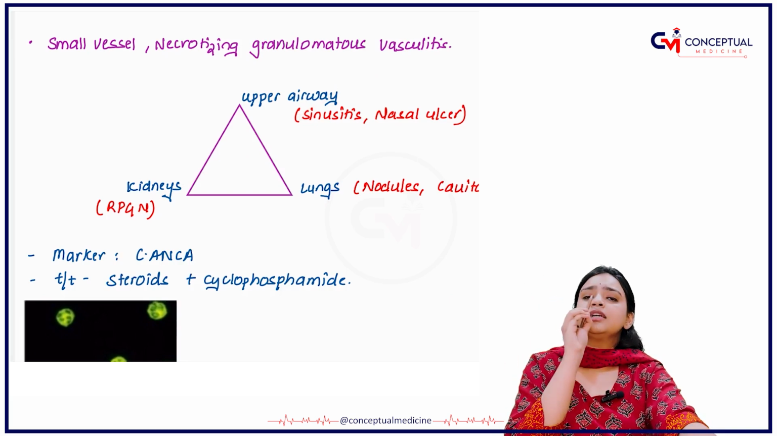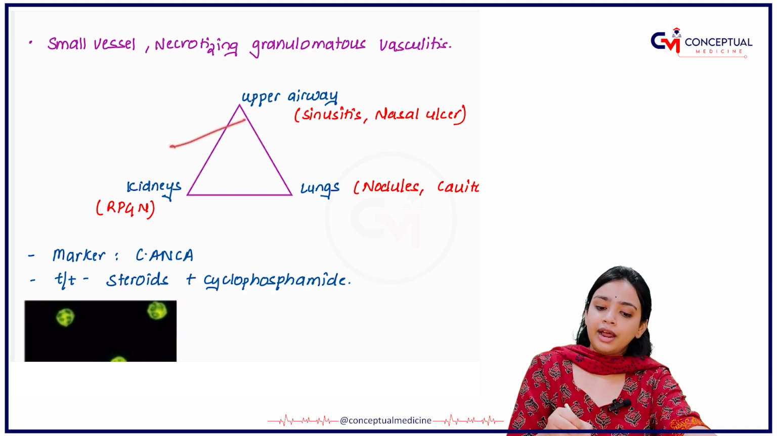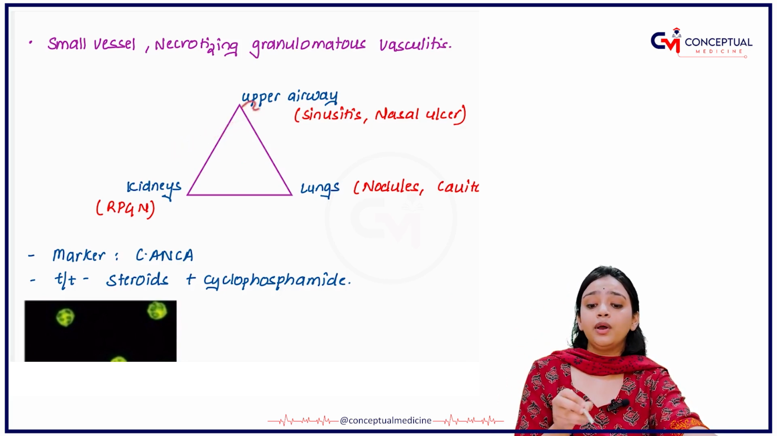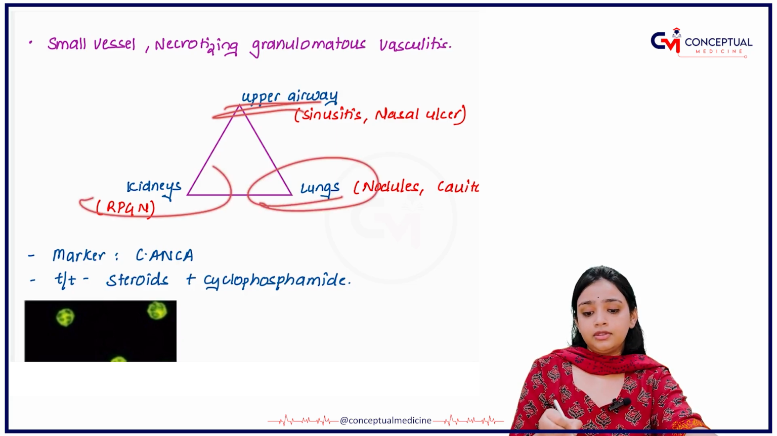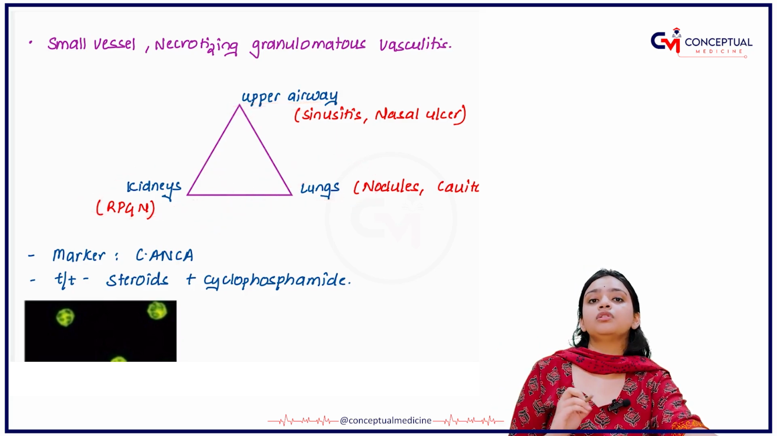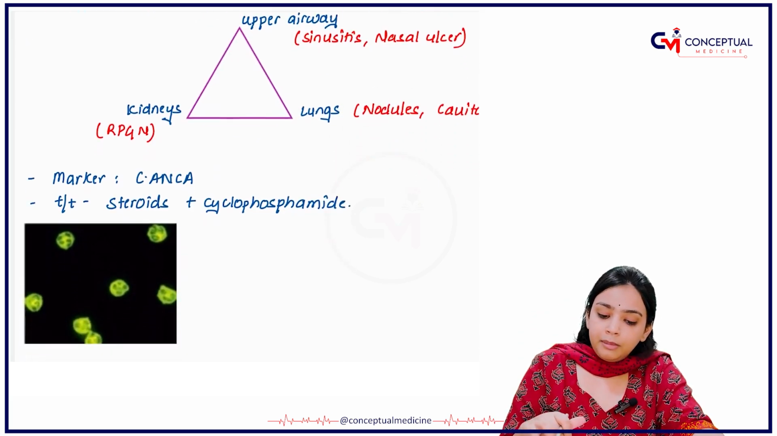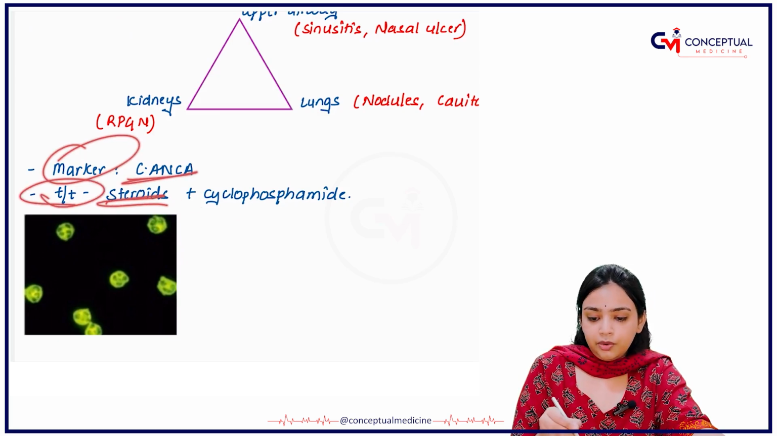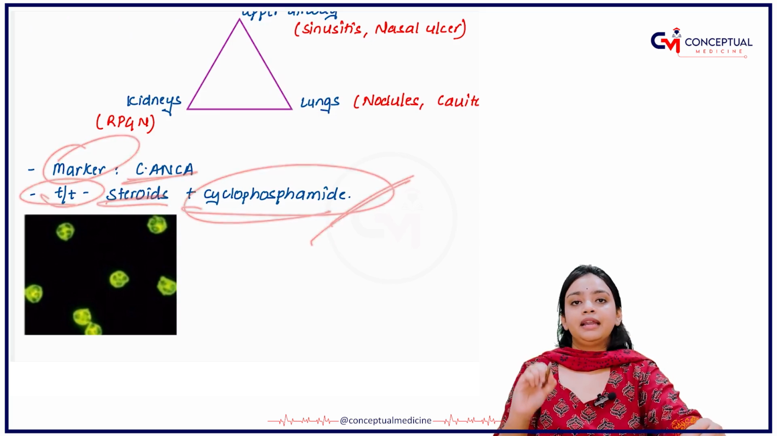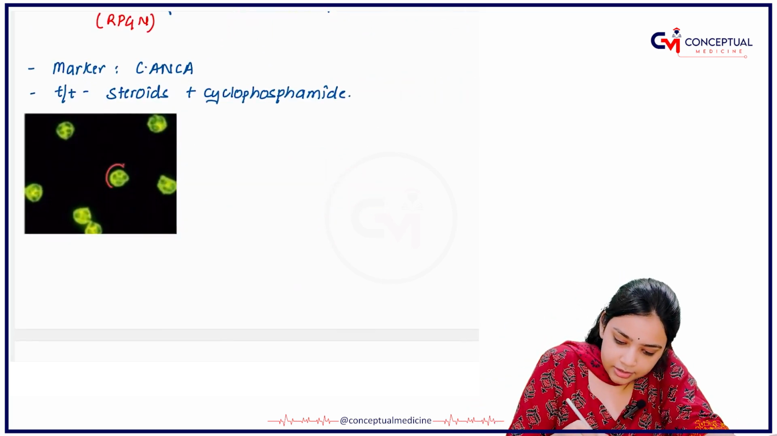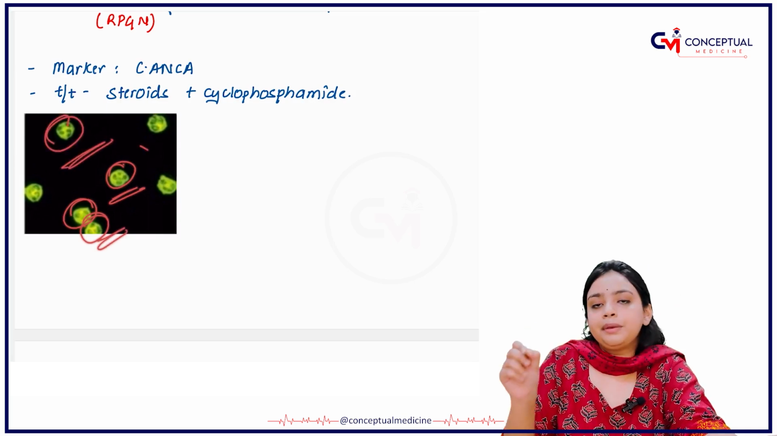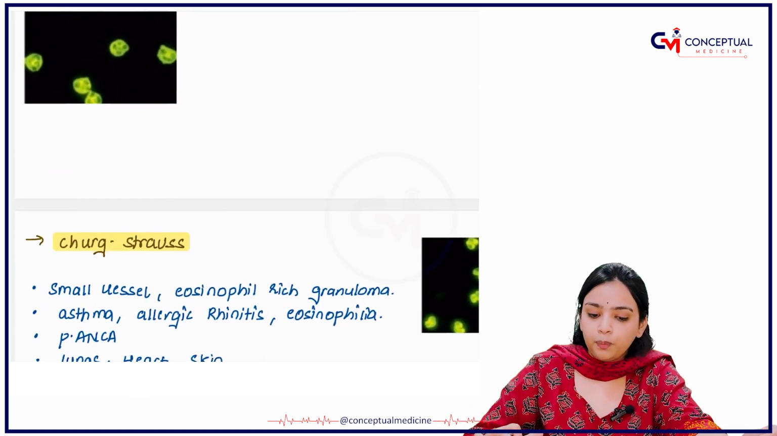So if there is a clinical scenario in which this triad is given, because there are possible chances that they can give you a clinical scenario and they can mention these three things, this triad, to make the diagnosis of Wegener's, right? The marker that you have, I have already told you, World Cup, C ANCA, and the treatment is steroids and the cyclophosphamide that we give. See, this is a C ANCA which you are able to see under the microscope.